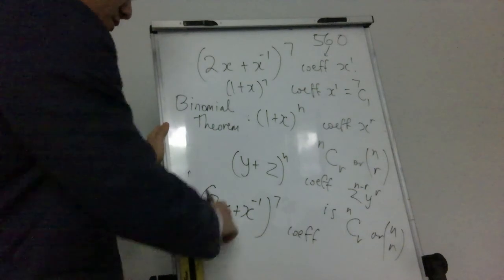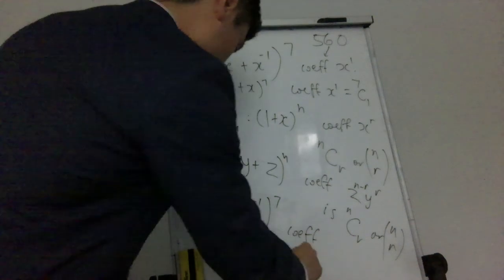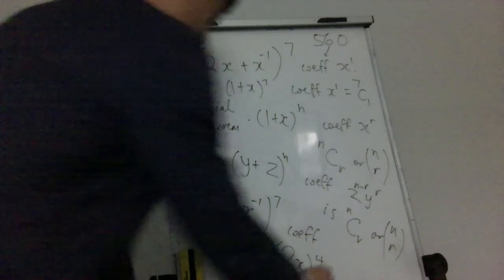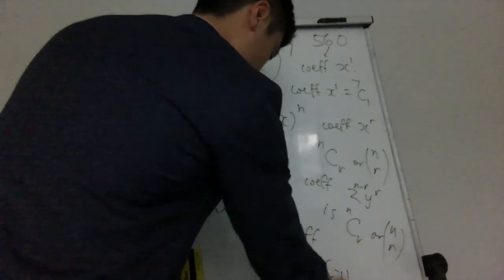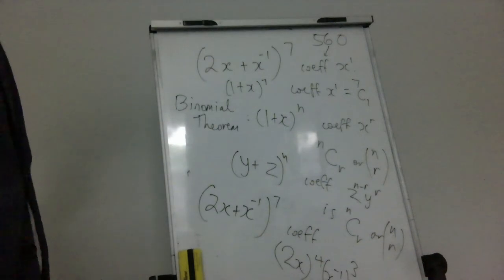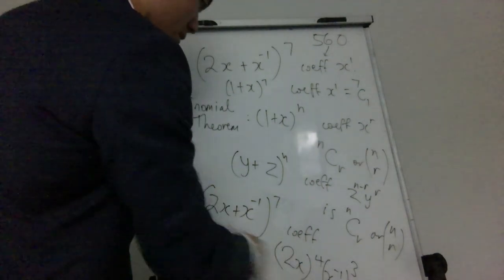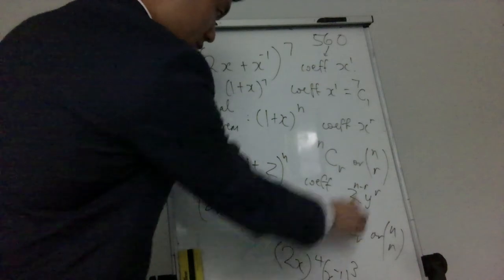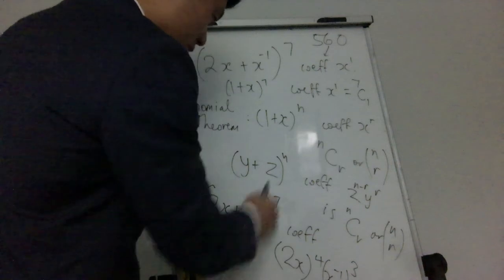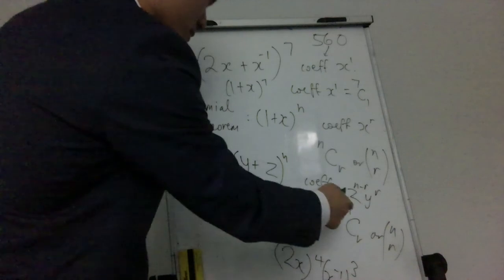So, can you see you can do that with 4 and 3? Yeah. So it's like the coefficient of 2x to the power of 4 times x inverse to the power of 3. And then you just calculate that. Yeah, because the z is the 2x, and the n minus r is the 4. And then the x inverse is the y. Sorry, I have it the other way, but it's the same.